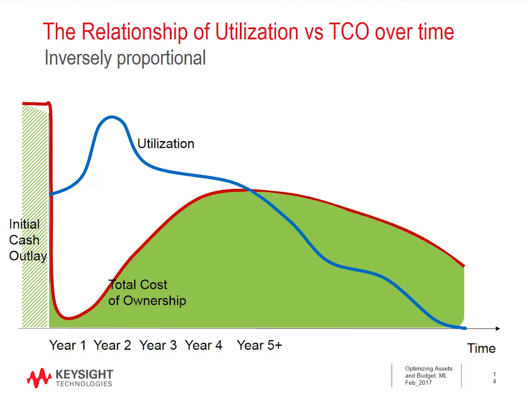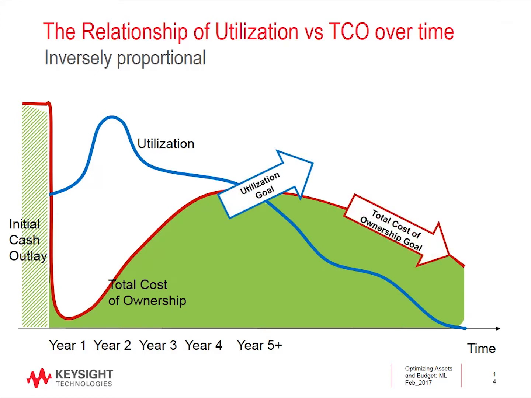So, as outlined in the chart, the relationship tends to be inversely proportional after the initial purchase, with utilization going down and total cost of ownership going up over time. The goals for these two variables are the exact opposite, with the desire to maximize utilization and keep your total cost of ownership down as low as possible.